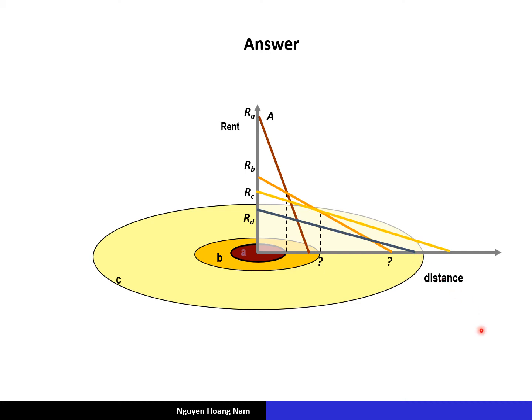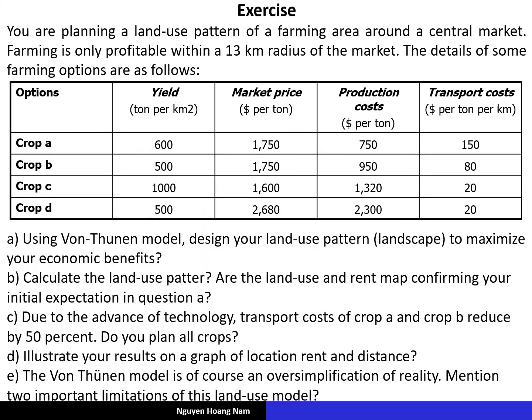I hope you understand it, and let's practice a little bit more with another question. This is a longer question, but in fact, question A and question B are very similar to what we have just discussed. Question C, the same thing, but with only one change. Transport cost of crop A and crop B reduced by 30%. So this one is just 75. This one just 40.